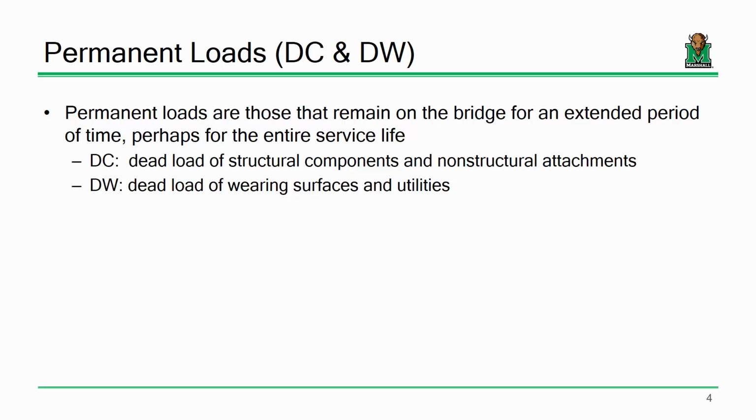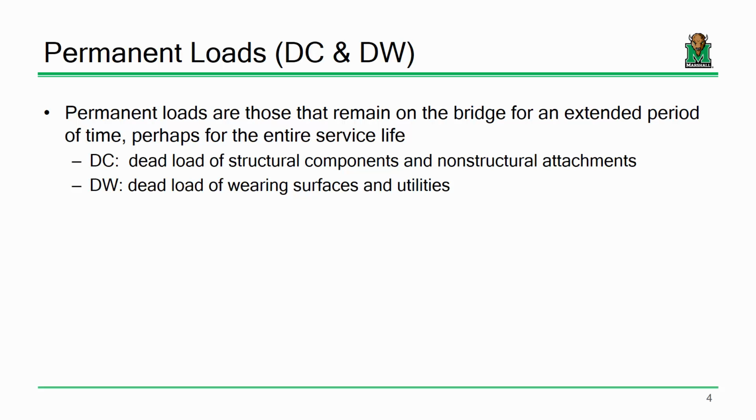So what's the difference? Okay, DC stands for the dead load of all the structural components and the non-structural attachments. In other words, the weight of the bridge, the self-weight of the structure. DW is the dead load of the future wearing surfaces and utilities. So DW might be things like your asphalt overlay and your utility attachments and things like that.